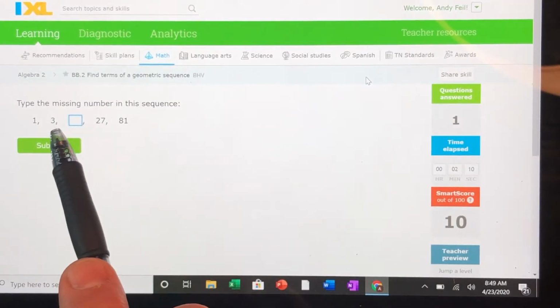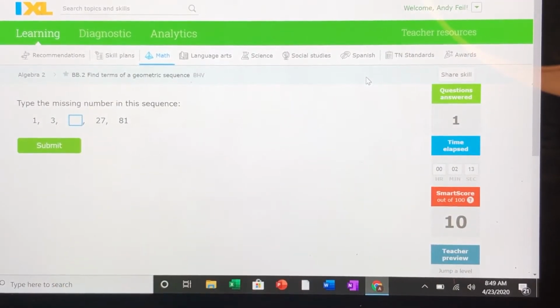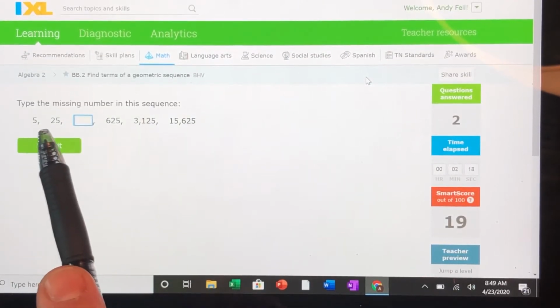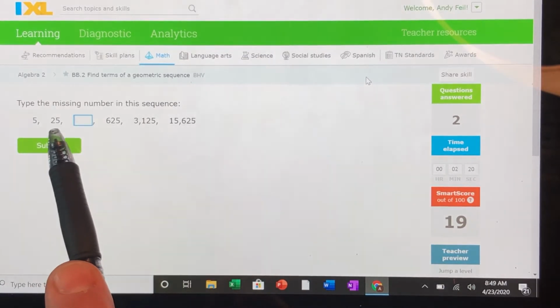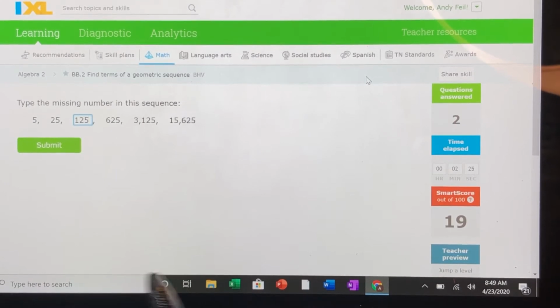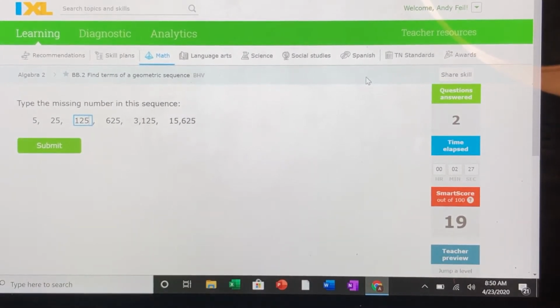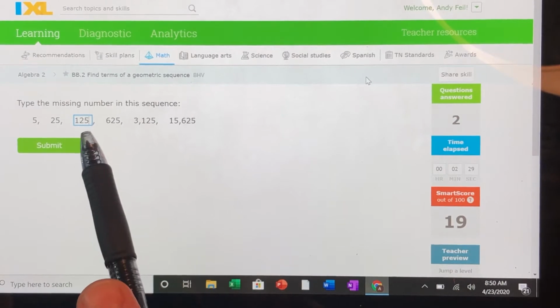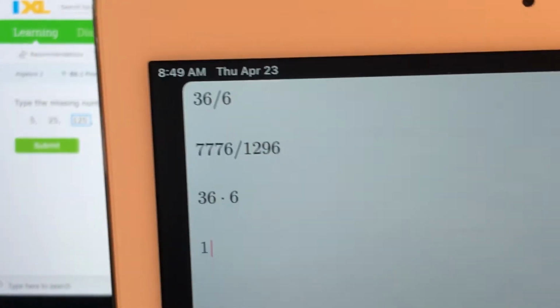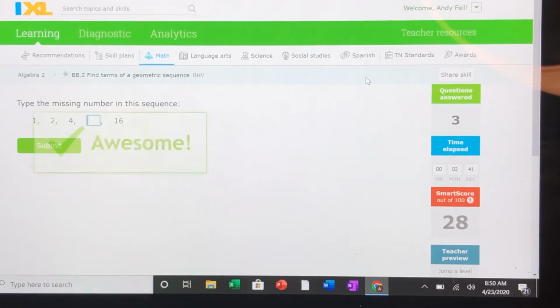So for this one, what do you have to multiply 1 by to get 3? Yeah, 3. What's 3 times 3? It's 9. It's that simple. 5 times what is 25? 5. What's 25 times 5? 125. Now you can check your answer before you even hit submit if you want, because you could ask yourself, well, 125 times 5, is that 625? Well, you could try that. 125 times 5. Sure enough, there it is, 625. So now I'm sure we got that one right.